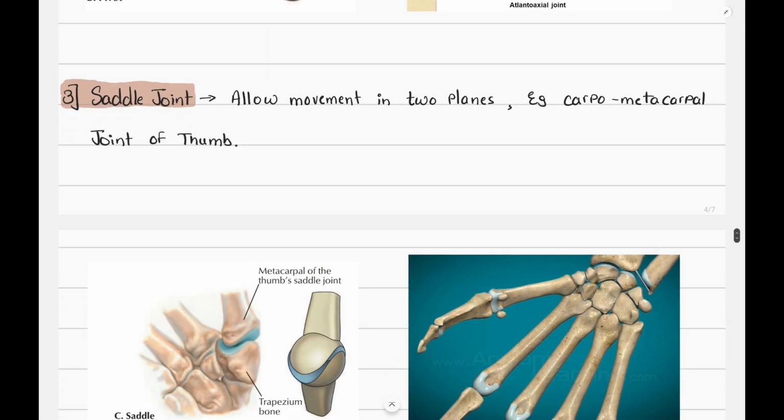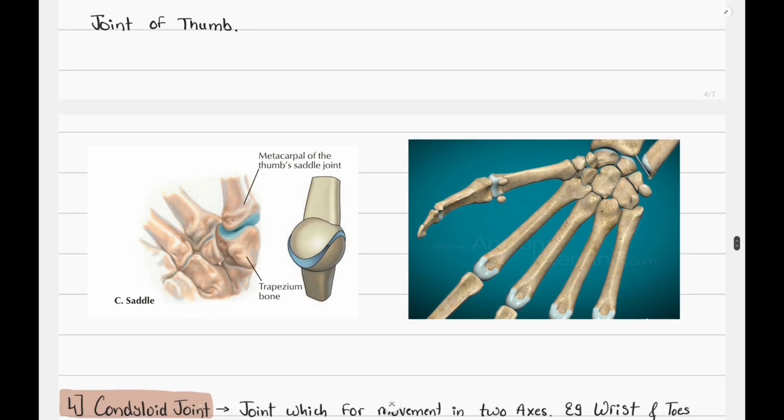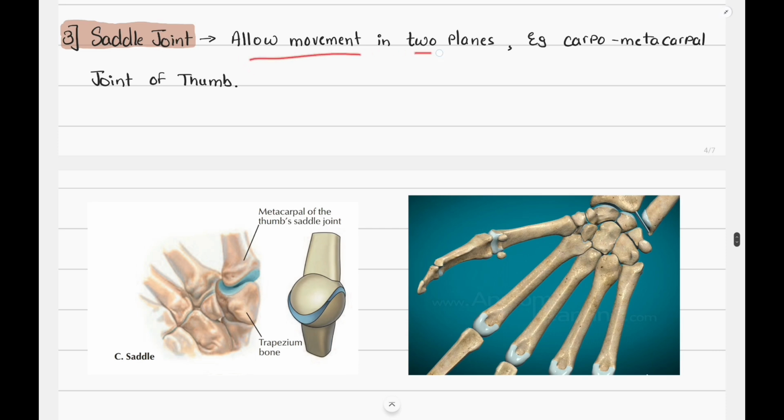So our third joint is the saddle joint. It allows movement in two planes. Example, the carpometacarpal joint of the thumb. So this is the saddle type of joint. It allows movement in two planes. If this was the rotatory part, it could move here in front and in back. And if this was the rotatory part, it could move either right here or to the left. So it allows movement in two planes.